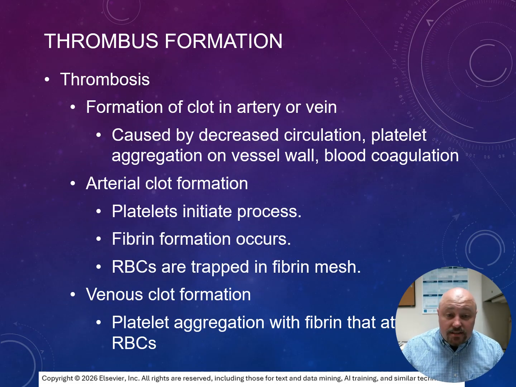A thrombosis is the formation of a clot in an artery or a vein, and it's caused by decreased circulation, platelet aggregation on the vessel wall, or blood coagulation. Arterial clot formation is, again, a platelet-initiated process where fibrin formation occurs and red blood cells are trapped within that fibrin mesh. In the case of venous clot formation, the platelet aggregation with fibrin, again, attaches to those red blood cells.